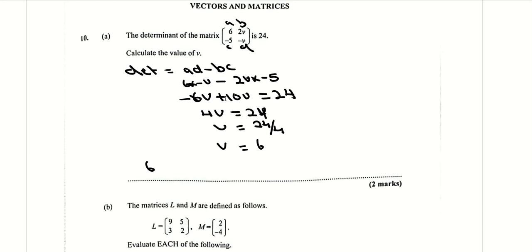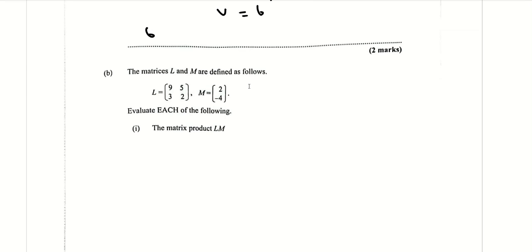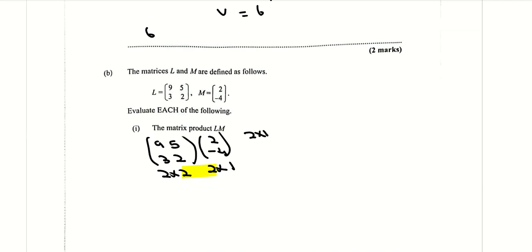It said that L and M are defined as the following. Evaluate each. They say the product of L, M. So first, before you multiply any matrix, you need to find if it's conformable to multiplication, meaning if it is able to multiply. This is a 2 by 2 matrix, and this is 2 rows by 1 column. We can see that the number of columns in your first matrix and the number of rows in your second matrix are equal, hence they can multiply, and your resultant matrix is going to be the number of rows in your first matrix multiplied by the number of columns in your second matrix.